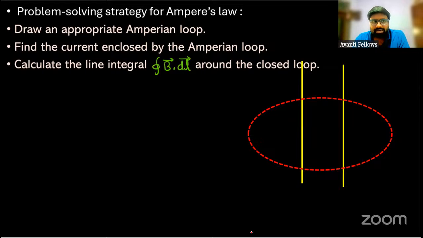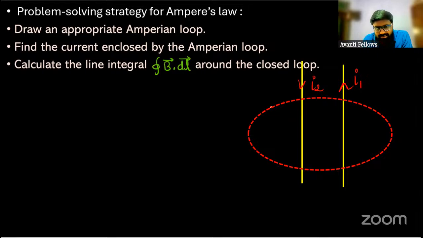Second thing, find the current enclosed by the Amperian loop. ठीक है. What is the current enclosed by that loop? And third thing is calculate the line integral B vector dot dl vector around the closed loop. ठीक है. Suppose in this theorem, यहाँ पे there are two values of current, let's say I1 and let's say I2. ठीक है. There are two wires that are passing through this loop.